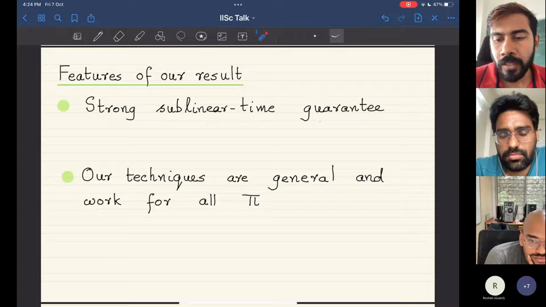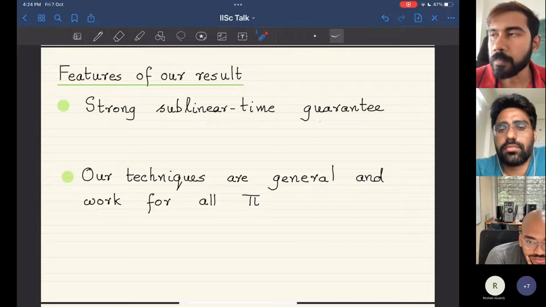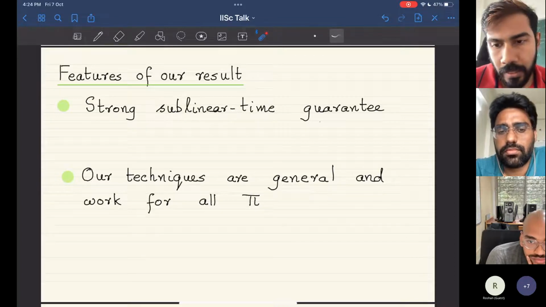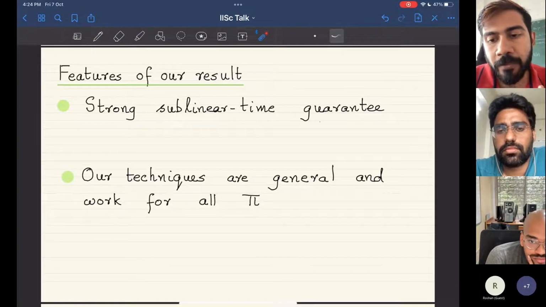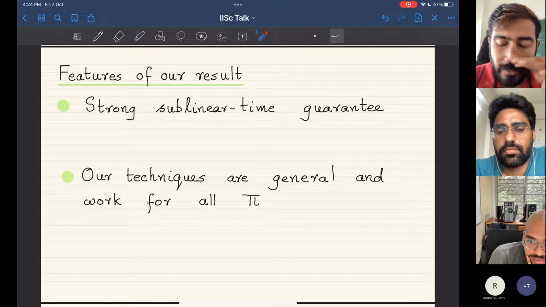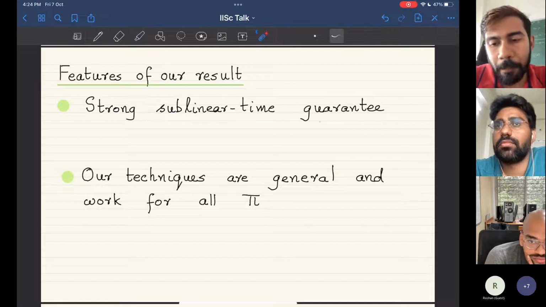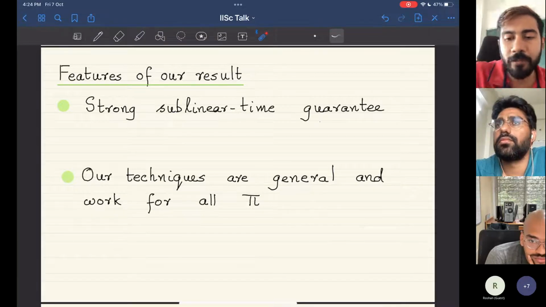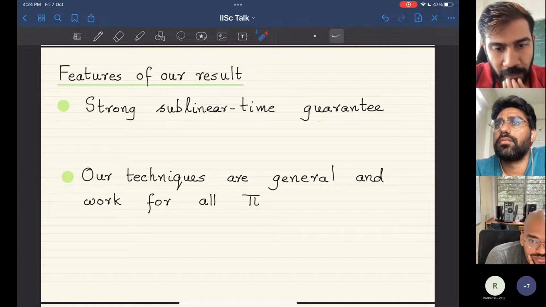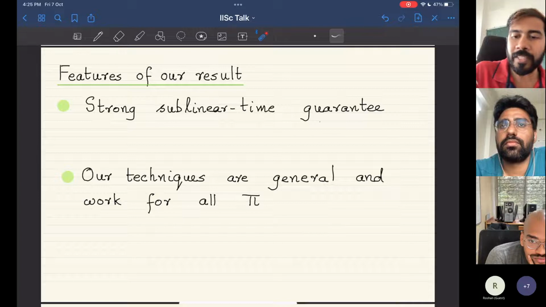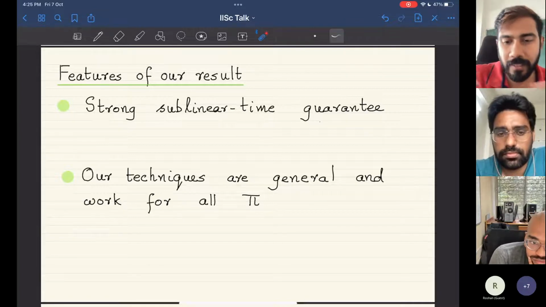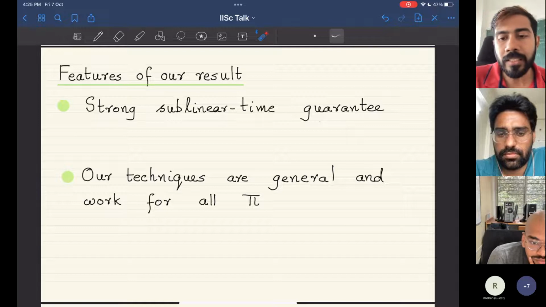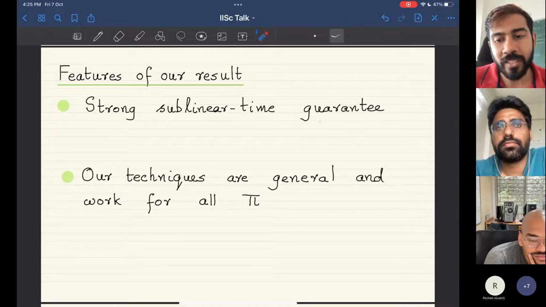So far, the polylog n tester that I mentioned, which works for arbitrary patterns of constant length, really depended on the kind of pattern that you were testing for. If it is 1, 3, 2, it's a specific kind of test. 1, 2, 3, it's another kind of test. But our technique, our algorithm, is quite generic.